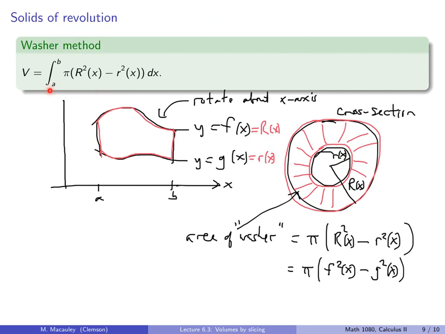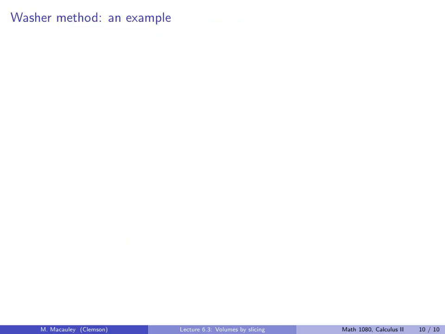And again, don't memorize the formula. Draw the picture, use common sense and say, what are we doing? We're doing a solid of revolution. Each slice, so the slice at x is going to be this little piece, which when you rotate it about the x-axis is going to be this washer right here. Okay, so let's do an example.